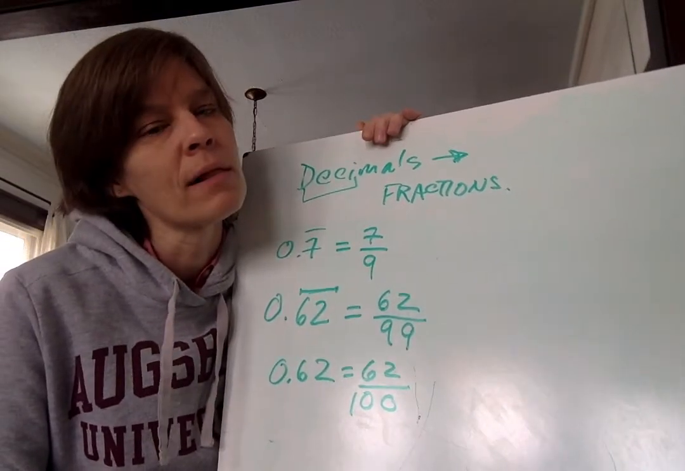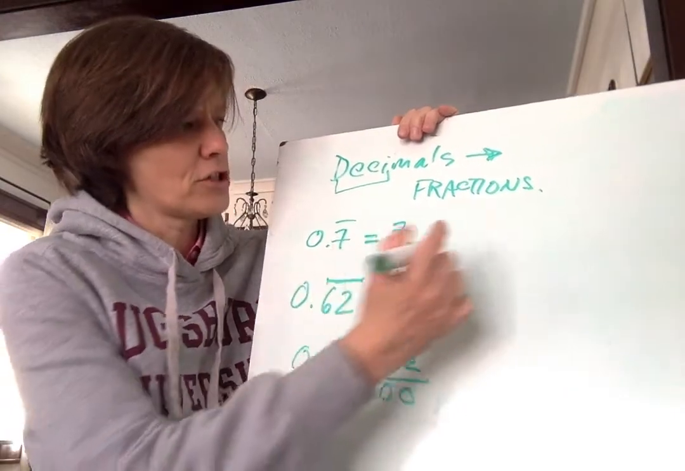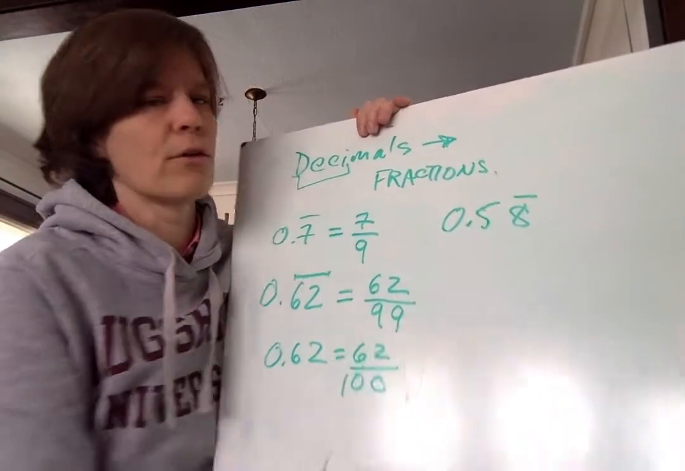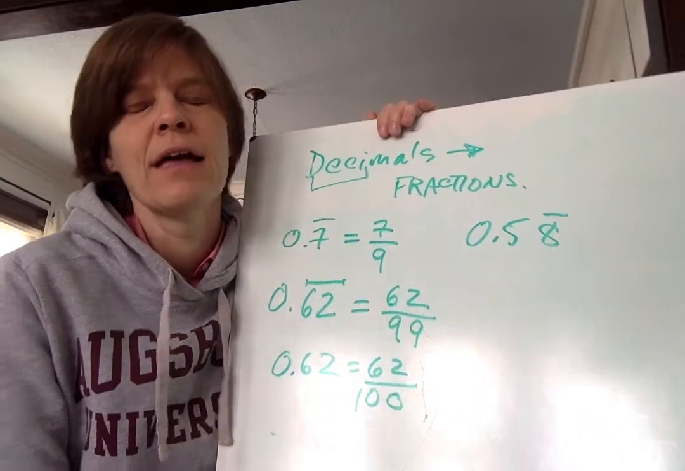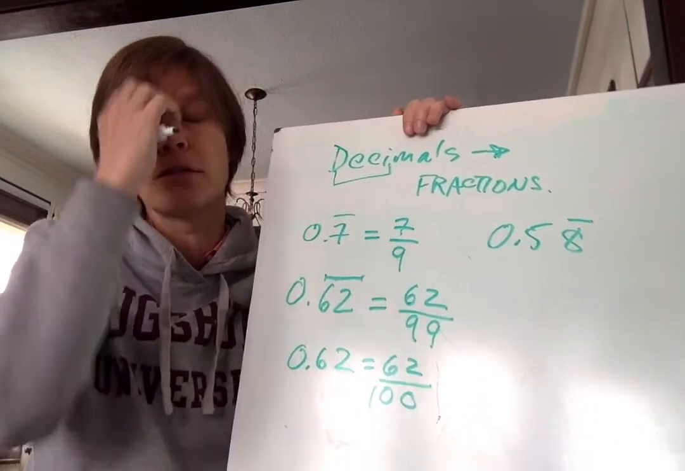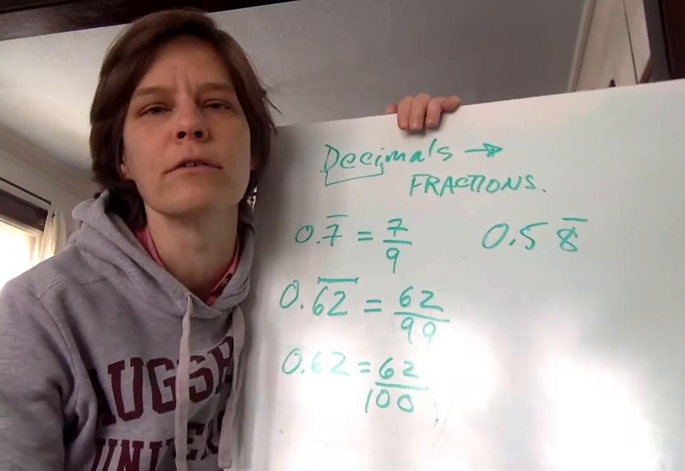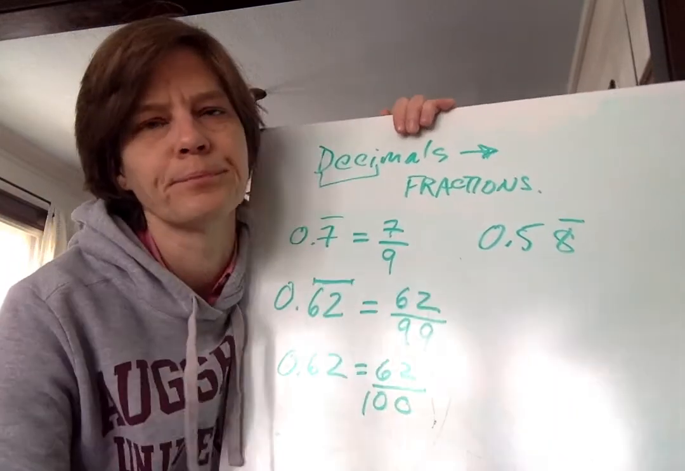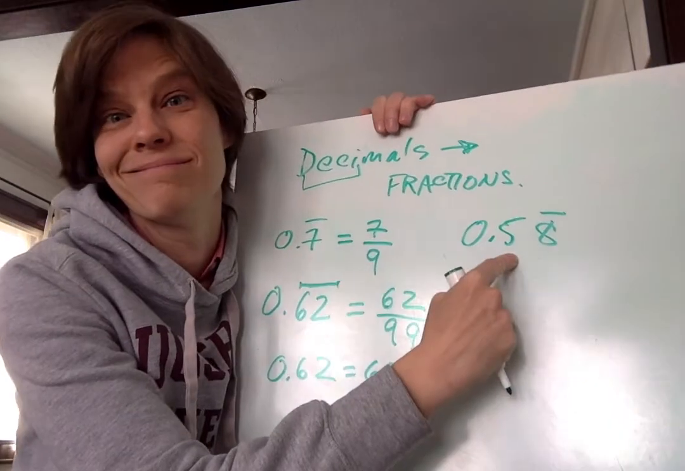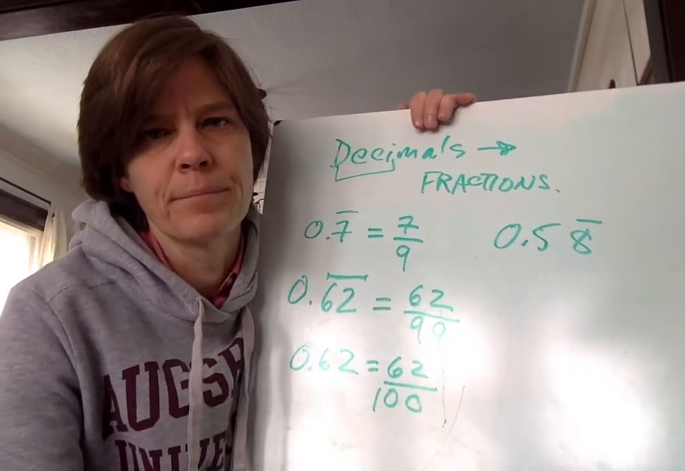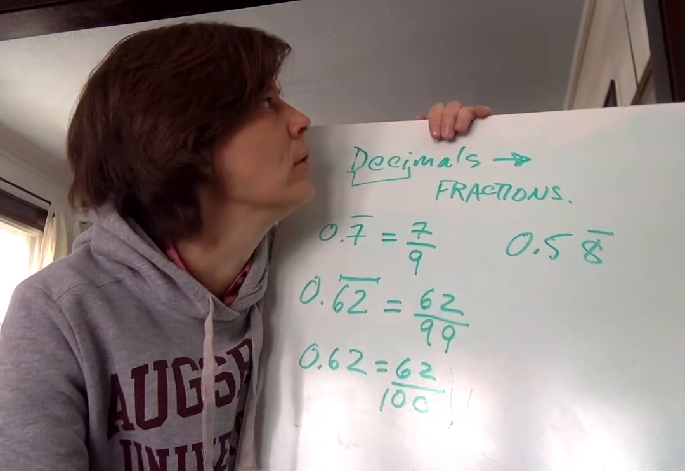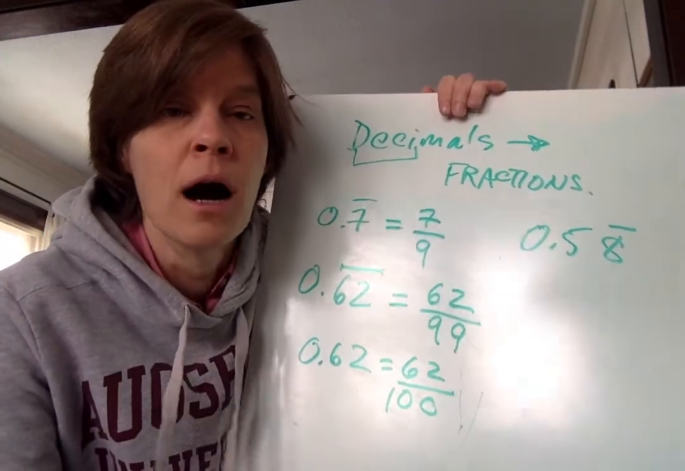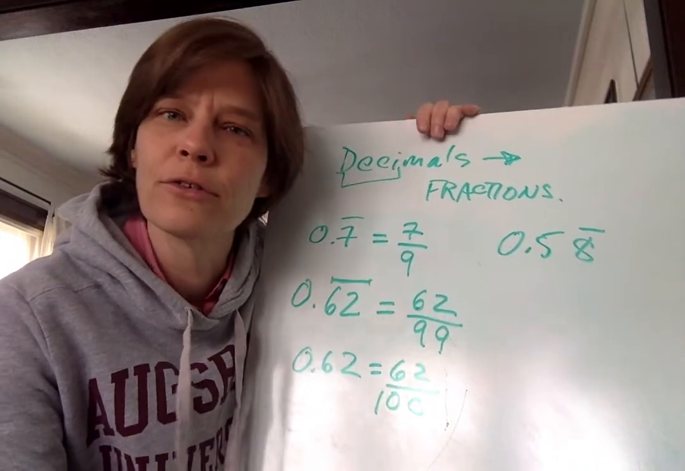Now, there are some complicated versions. You could have 0.58 and only the 8 is repeated. That gets a little complicated, and you have to do an addition to figure out what the actual fraction is, because you have to do this part and then that part, over 9s, over 10. I can't do it off the top of my head, to be perfectly honest right now. I'm just not feeling it. So that's how that goes.